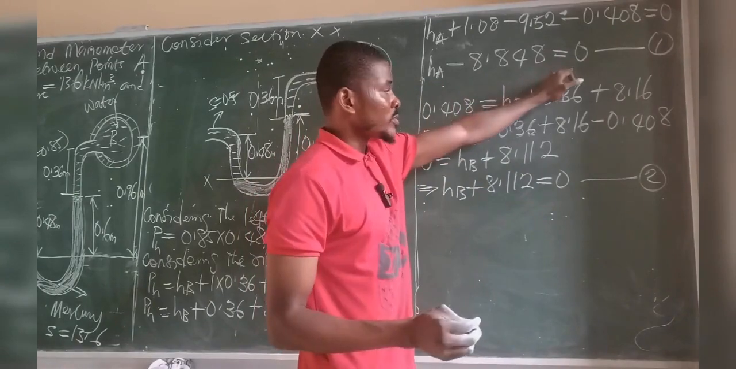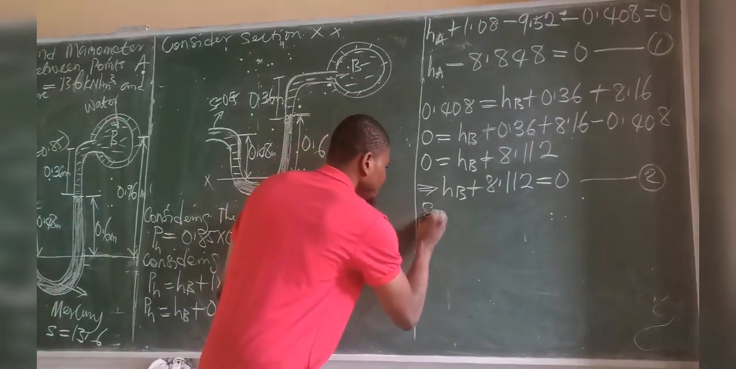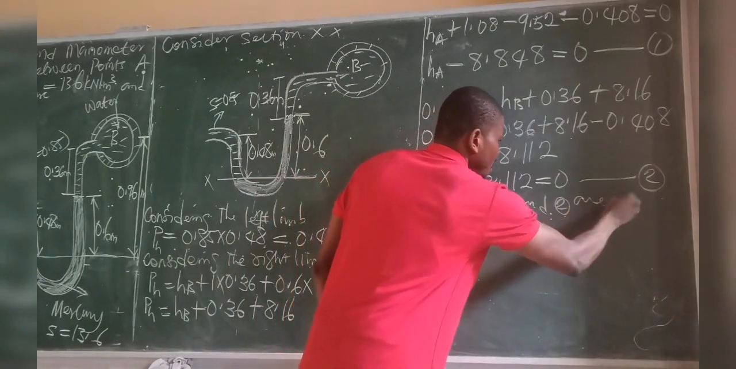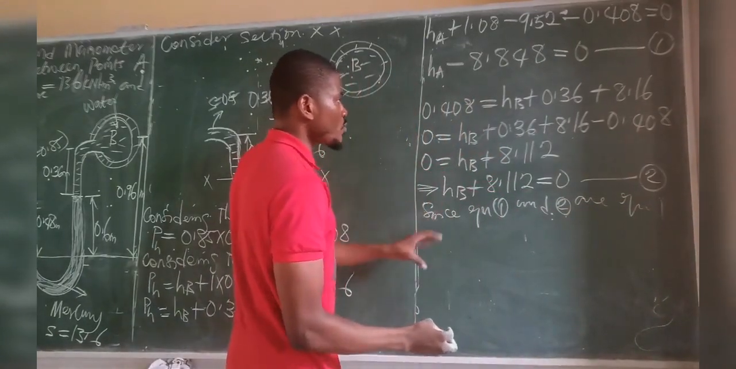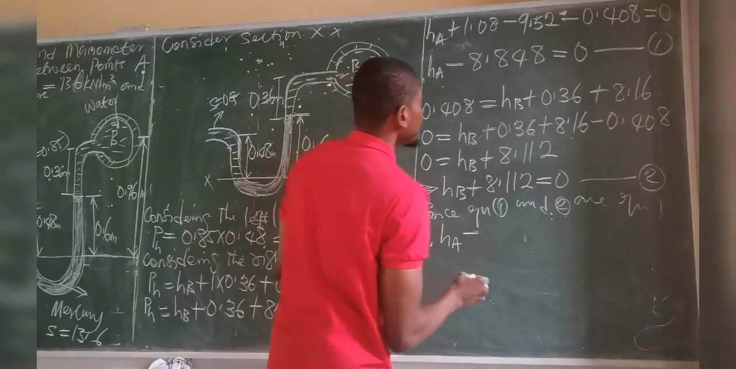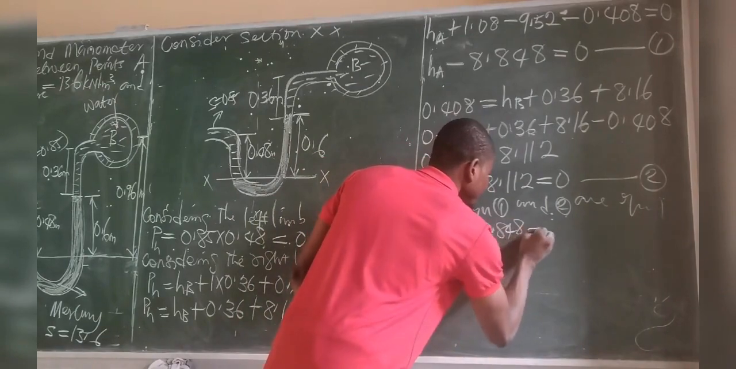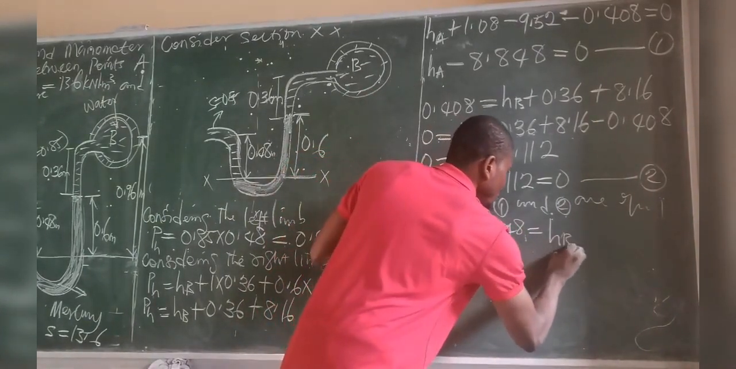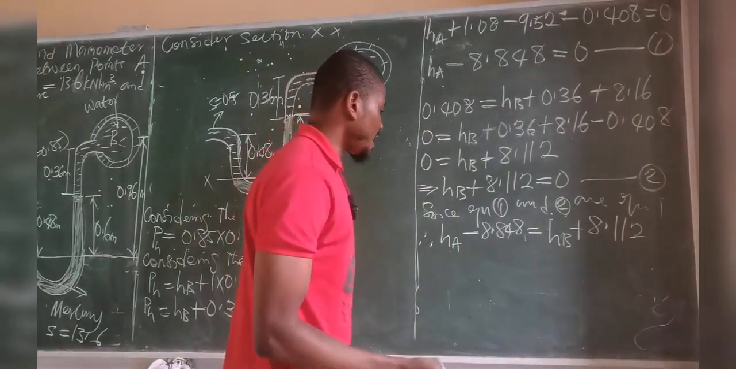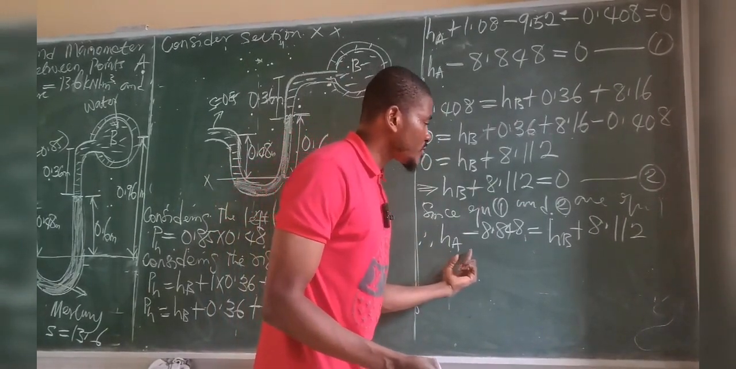Now, observe that equation 1 and equation 2 are equal. Equation 1 is equal to 0. Equation 2 is also equal to 0, which means both of them are equal. Since equation 1 and 2 are equal, therefore we equate them. Therefore, we simply have HA minus 8.848 is now equal to HB plus 8.112. So if I have this, I can simply send HB over to this side of the equation and send minus 8.848 over to this side.